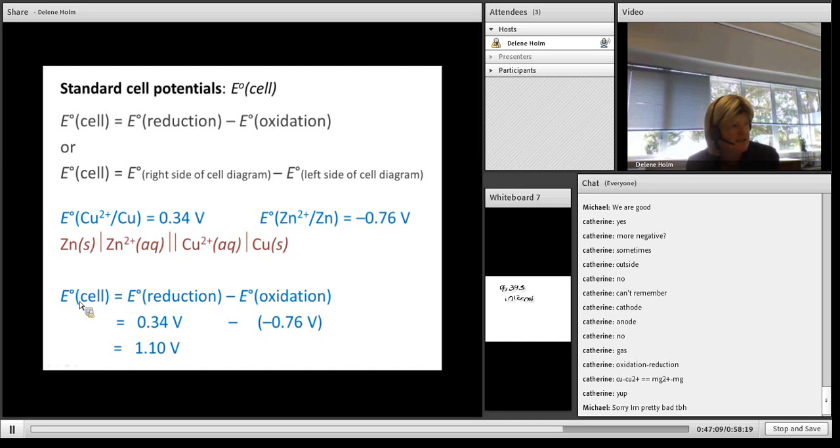E cell is the reduction potential of the reduction half reaction minus that of the oxidation half reaction. Now, which is the reduction half reaction? This zinc to zinc ions, or the copper ions to copper? The copper. So we take the value from the copper, that's the reduction, 0.34, and then the value for the oxidation, the minus 0.76. So 0.34 volts, subtract, you always subtract, and you just take the value as given, negative 0.76, and we get a positive value. So if it's a positive value, will this reaction happen?